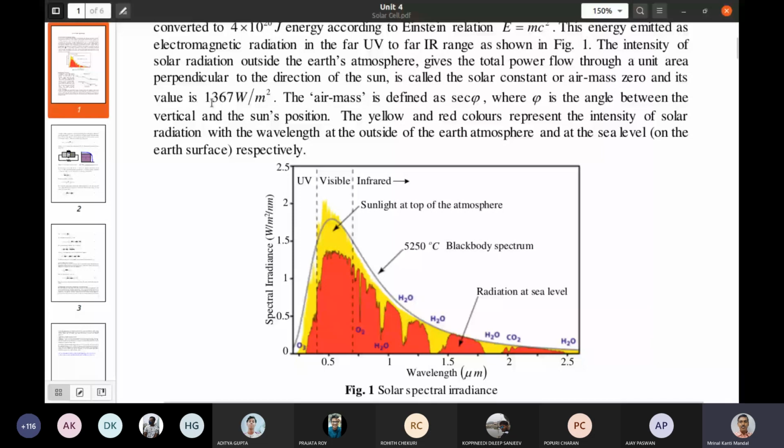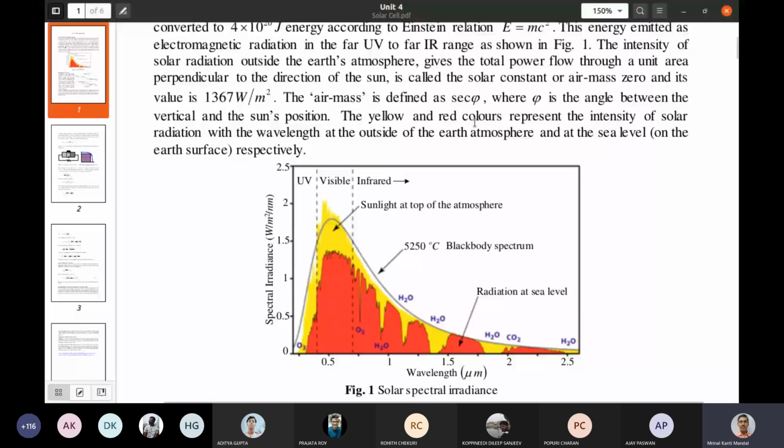The air mass is defined as sec phi, where phi is the angle between the vertical and the sun position. So these are the wavelength energies which we are interested in.